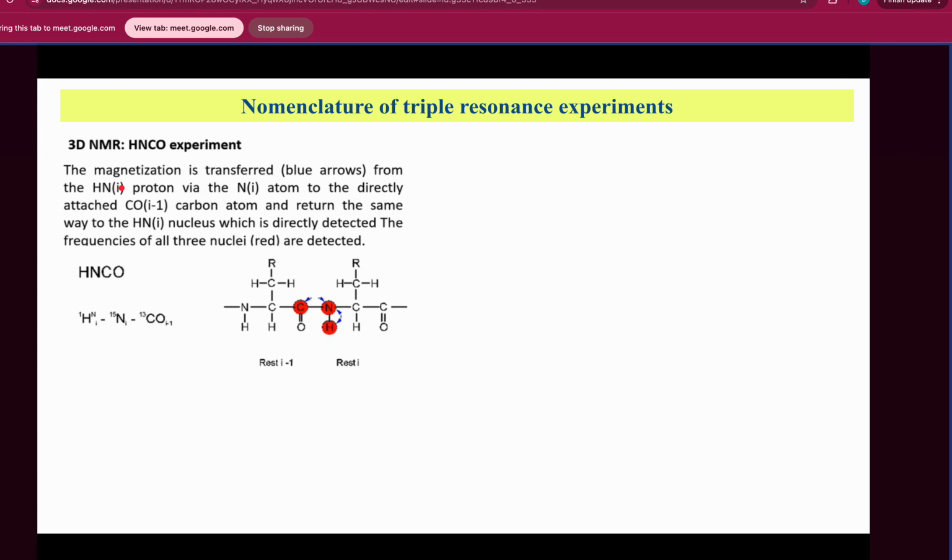And then another example of 3D: depending on how the spin is coupled, it can have different names. One such name is the HNCO experiment, in which the magnetization is transferred firstly from the amide hydrogen to nitrogen, and then from nitrogen to the carbonyl carbon. Because the magnetization is passed on from H to N and then to CO, it is named HNCO, because magnetization is transferred in that order.